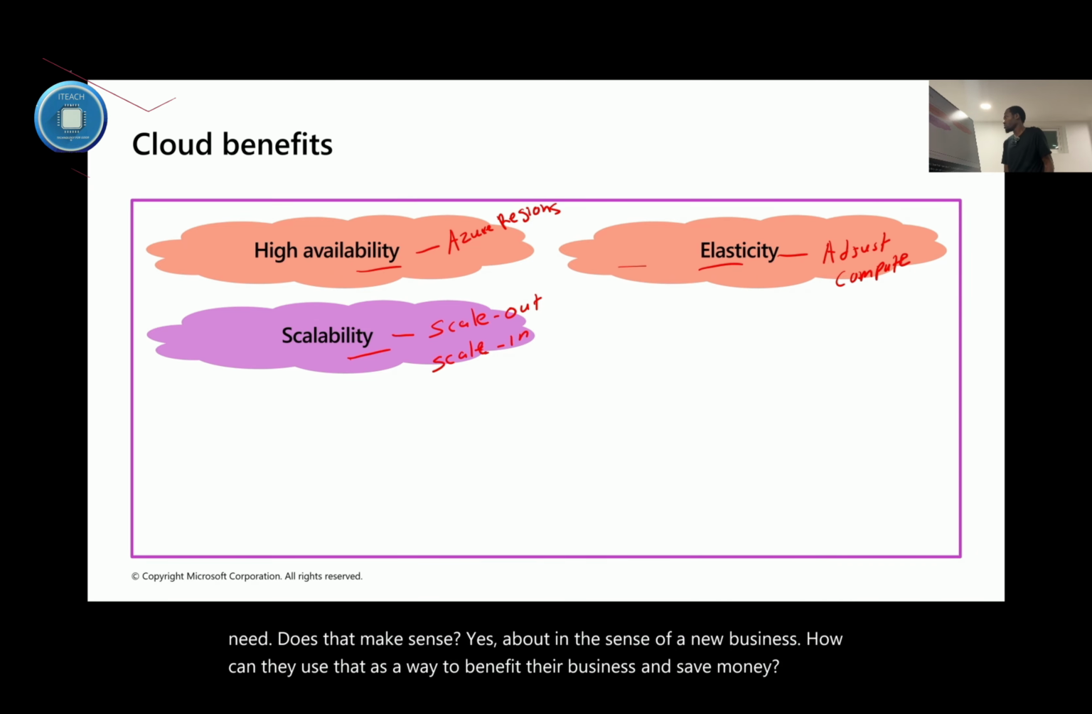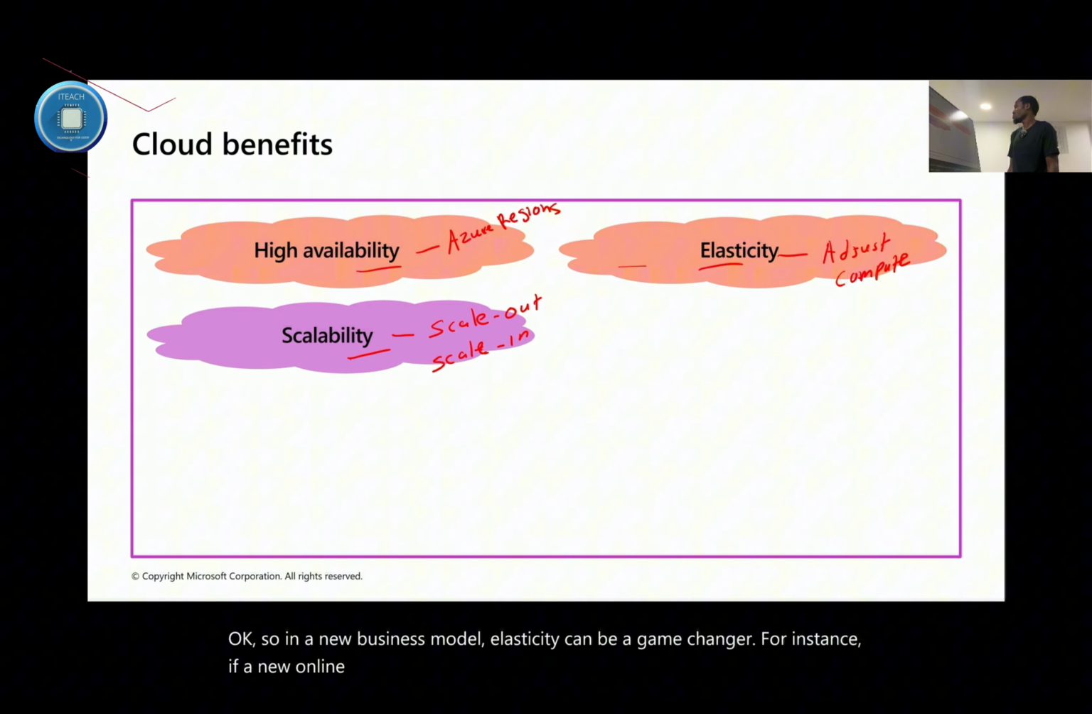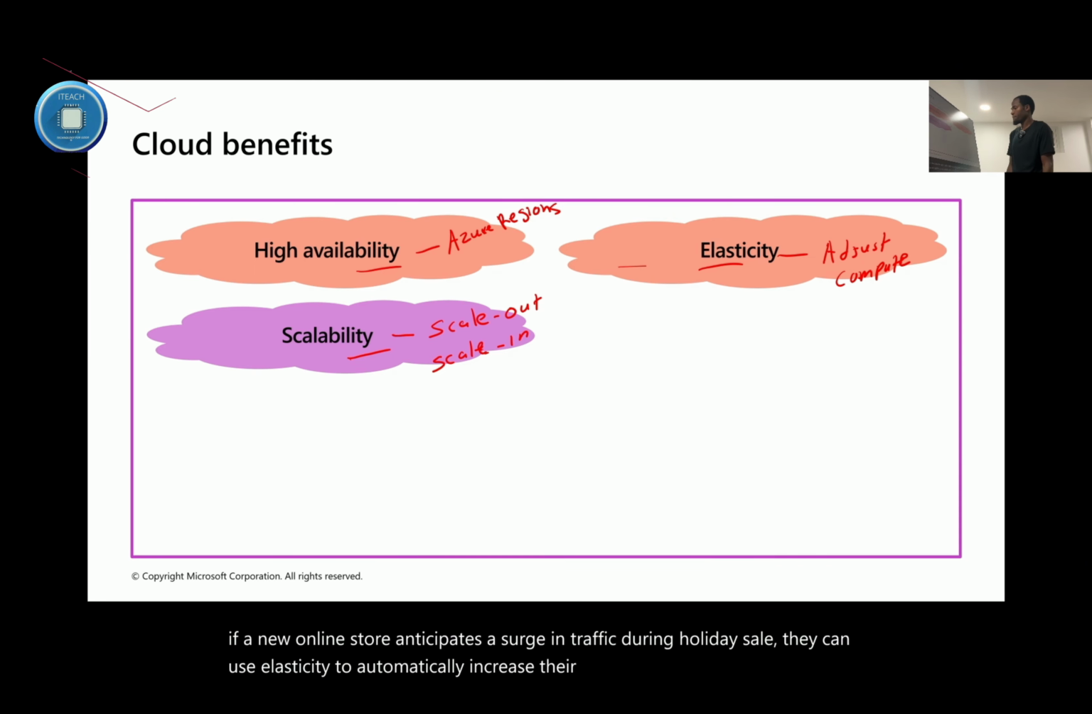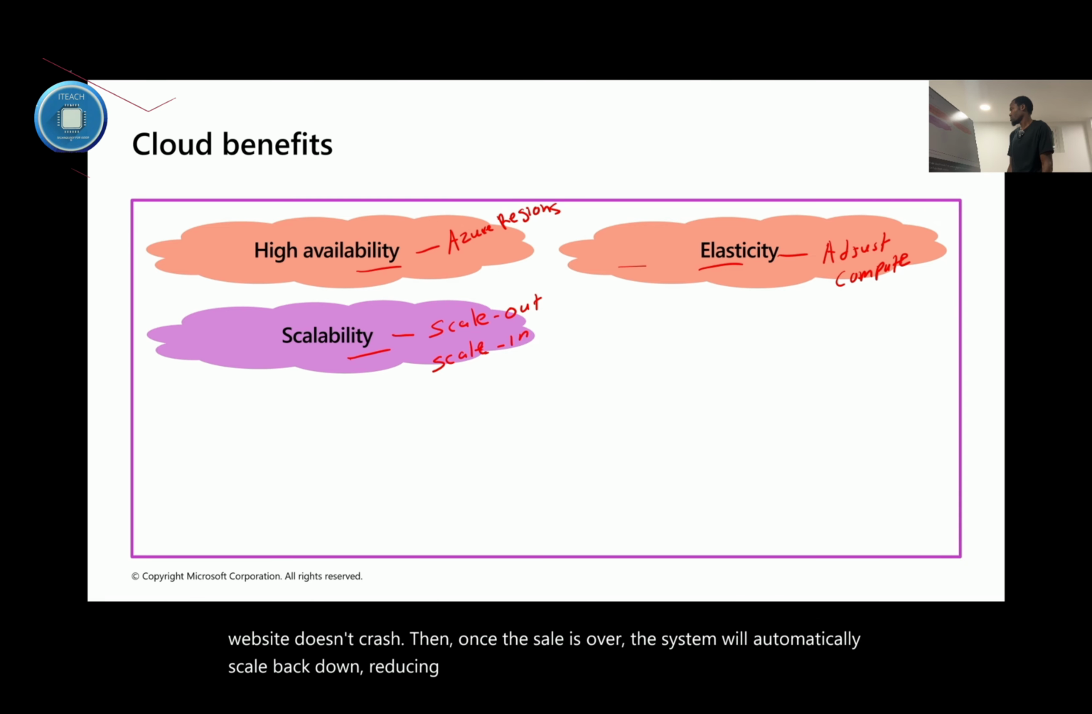So in a new business model, elasticity can be a game changer. For instance, if a new online store anticipates a surge in traffic during a holiday sale, they can use elasticity to automatically increase their server capacity to ensure the website doesn't crash. Then, once the sale is over, the system will automatically scale back down, reducing costs. It's about being adaptable and efficient with your resources. Does that illustrate its usefulness?